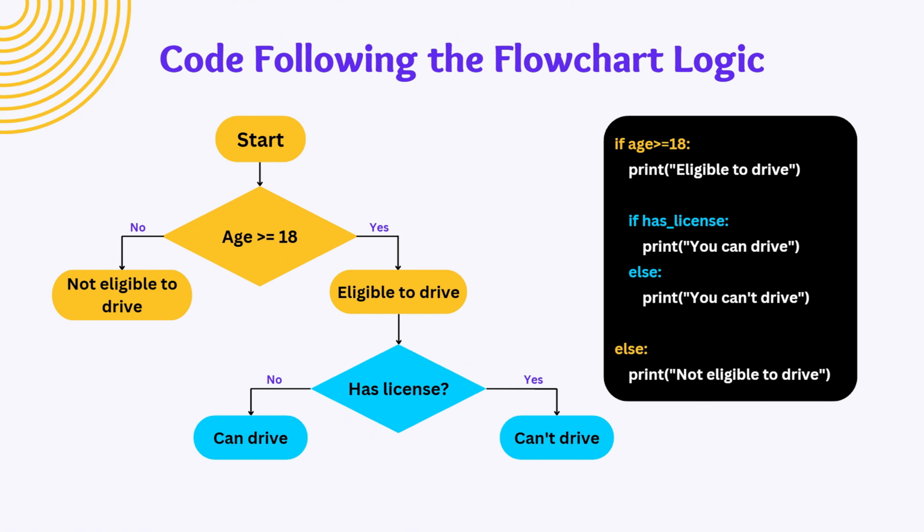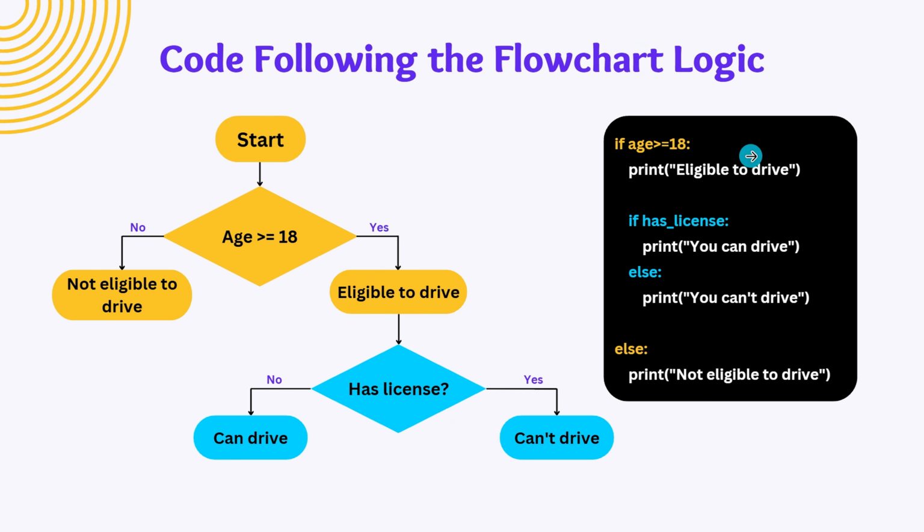Code following the flowchart logic. Before we start coding, it's very helpful to first build a clear plan, and that's where a flowchart comes in. A flowchart is a simple visual diagram that shows the logical steps for our program, making coding easier and clearer. We use diamonds for conditions and we use rectangles for actions. Now let's look at the code that follows the flowchart logic.